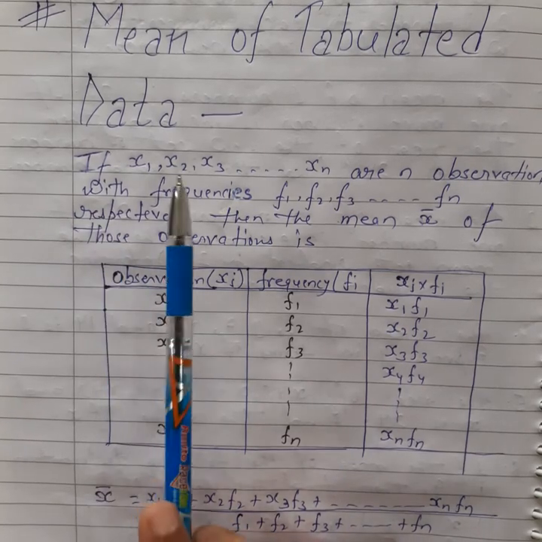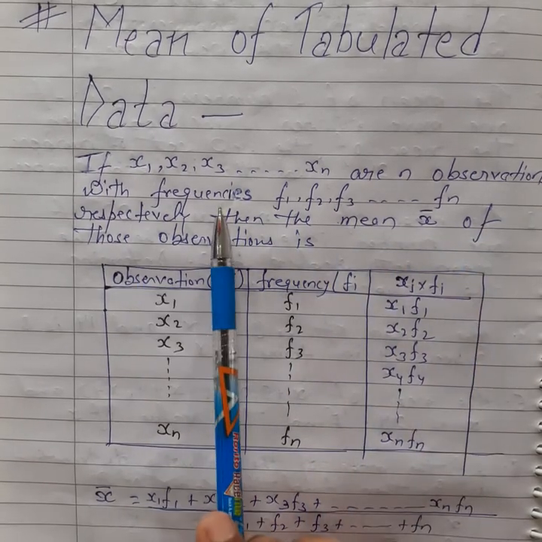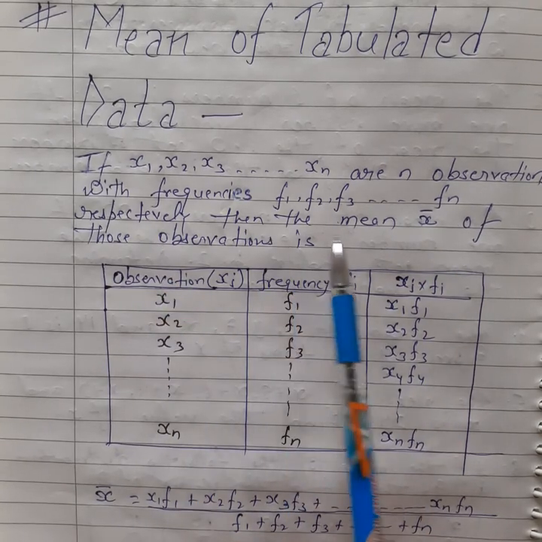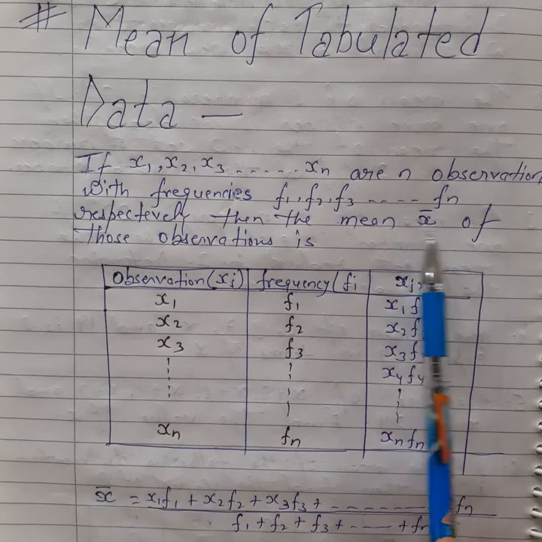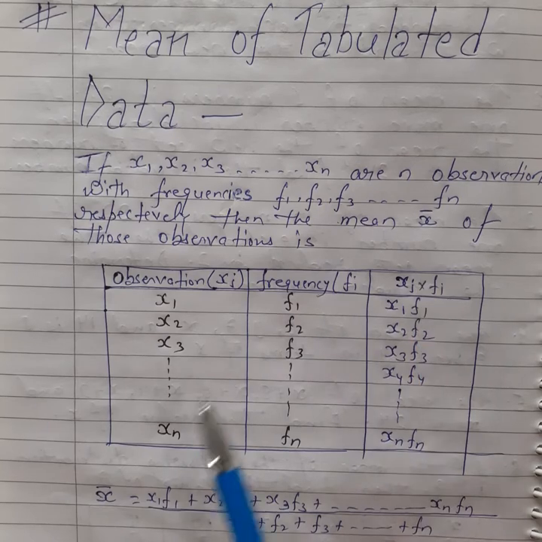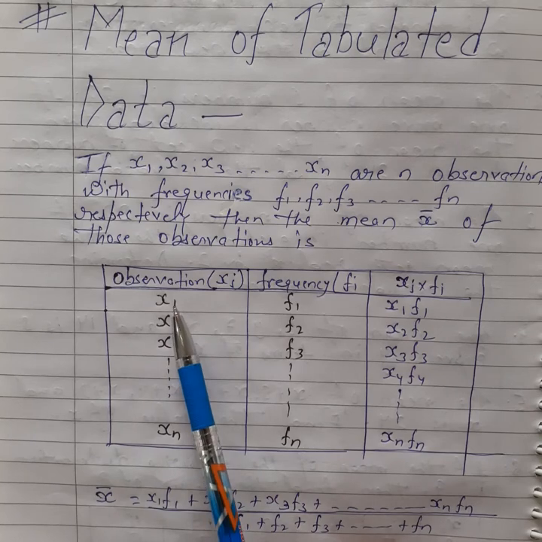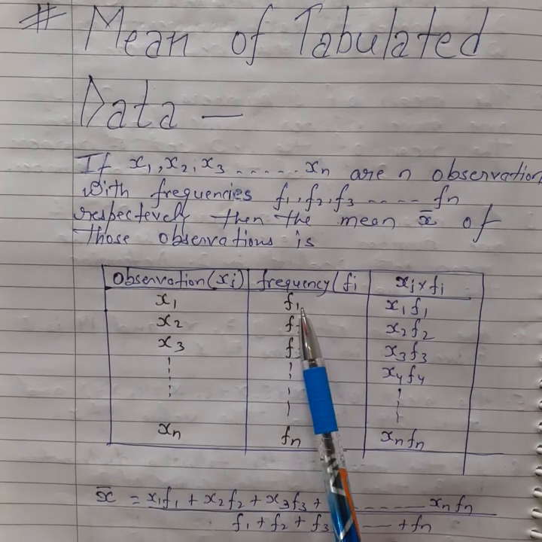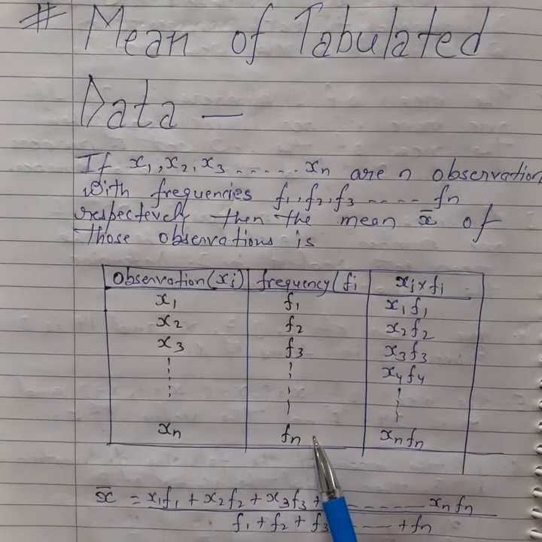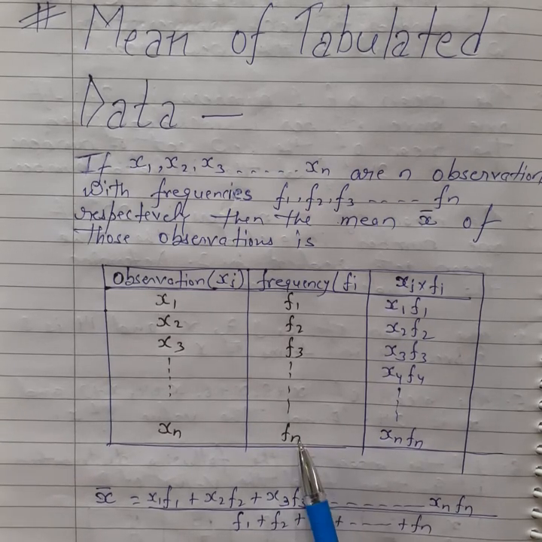If x1, x2, x3, up to xn are observations with frequencies f1, f2, f3, up to fn respectively, then the mean, x bar, represents the mean of those observations. Here the observations are x1, x2, x3, up to xn, and the frequency of observation x1 is f1, x2 is f2, x3 is f3 and xn is fn. Then how do we calculate the mean? In this case, what do we do first?